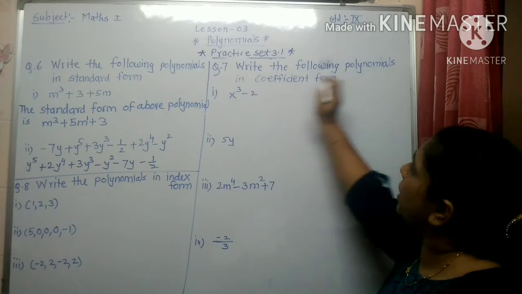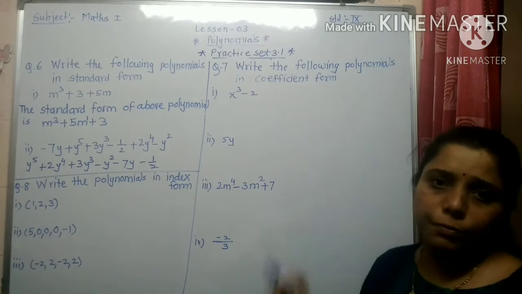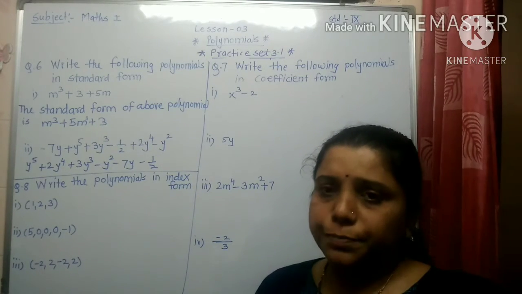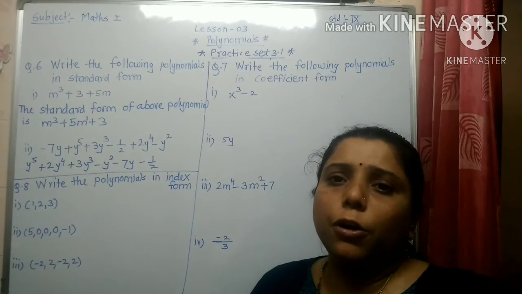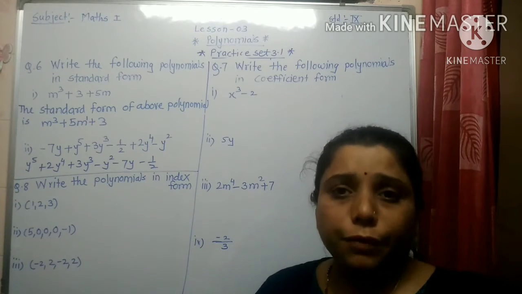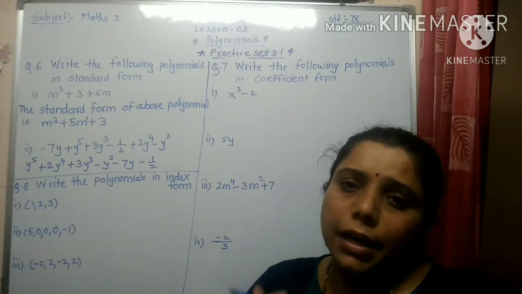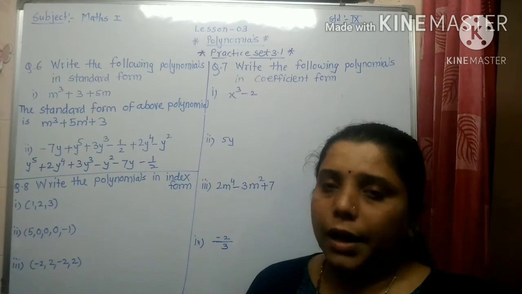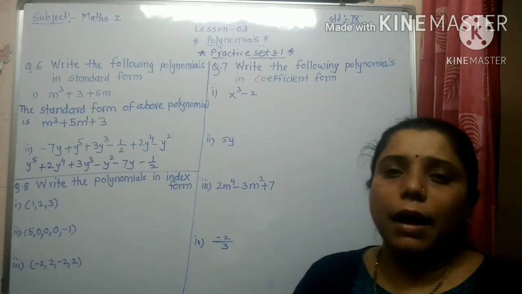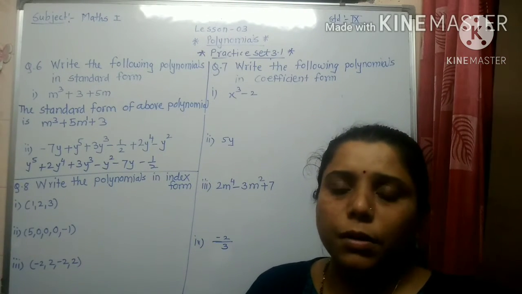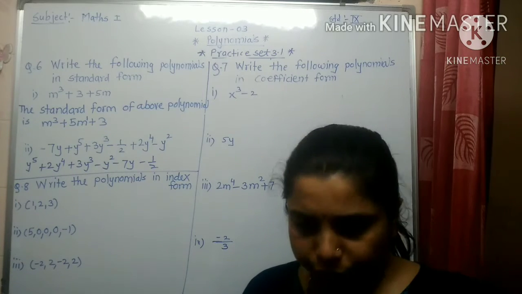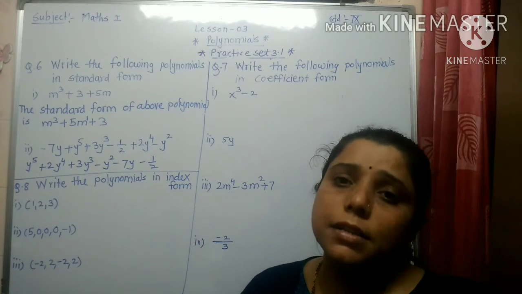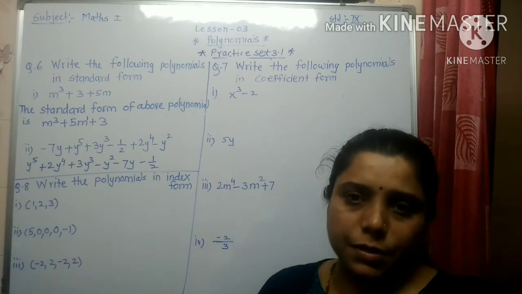Question number 7. Write the following polynomials in coefficient form. Now see here, when you are writing the coefficient form, you have to first write that particular polynomial in the index form. After writing the index form, you can easily write the coefficient form. It is not compulsory, but I am telling you to write the index form first. What is meant by index form? We write the coefficient of the variable by considering all the missing terms.